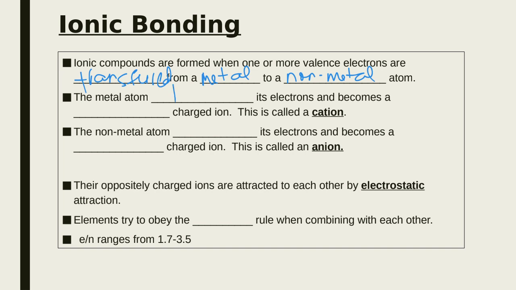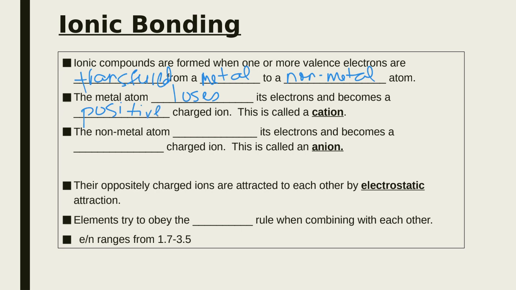The metal atom is going to lose his electrons. Metals have low electronegativity. They have low attraction for electrons. And when he loses his electrons, that means he's going to have more protons. So he becomes a positive ion, which is called a cation.